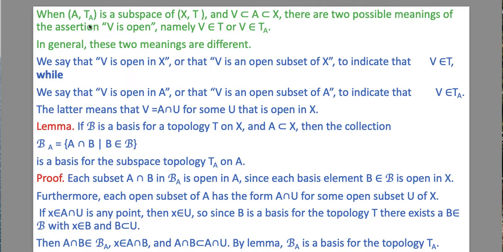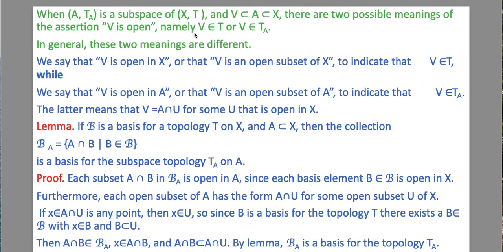When (A, T_A) is a subspace of (X, T) and V is a subset of A, where A is a subset of X, there are two possible meanings of the assertion "V is open." Namely, V belongs to T or V belongs to T_A. In general, these two meanings are different.